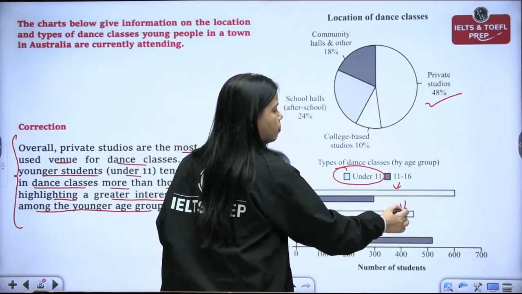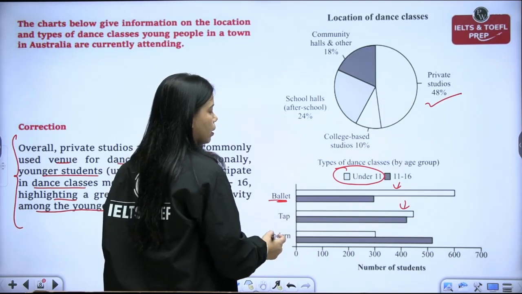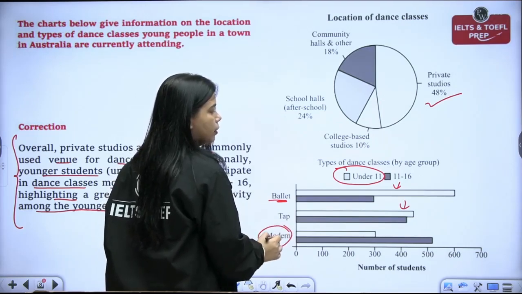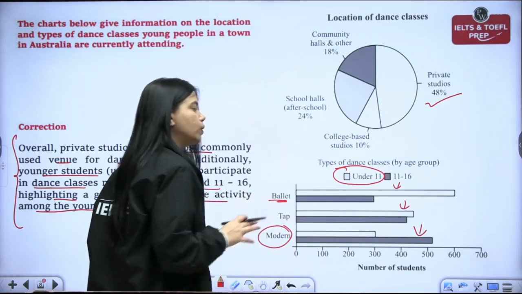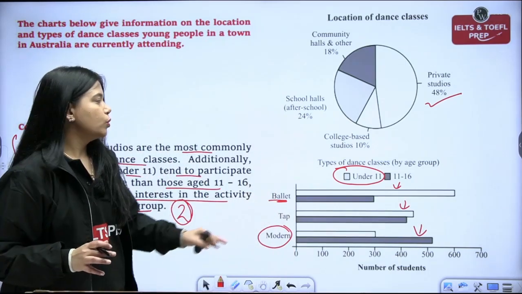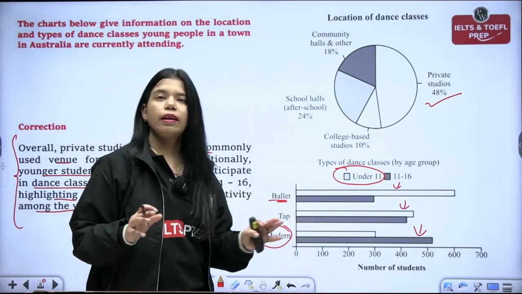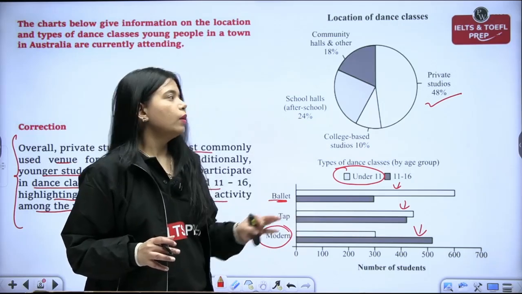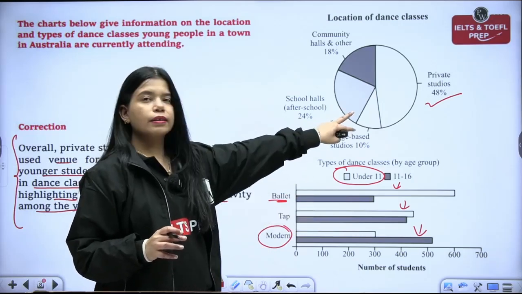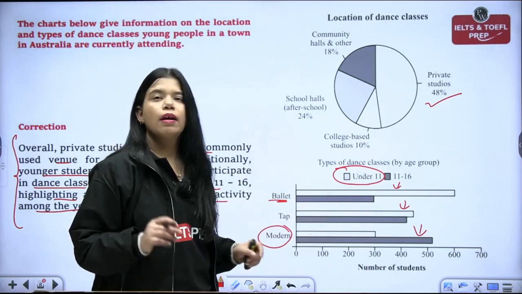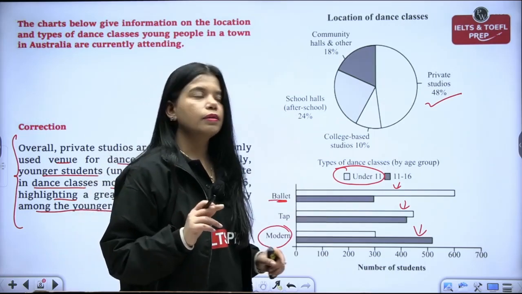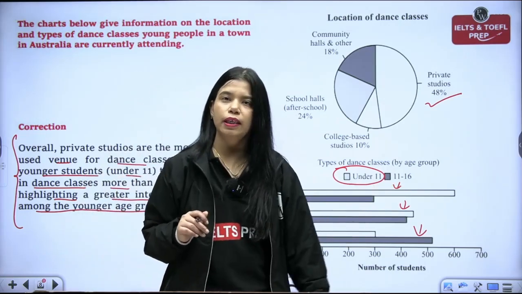Similarly, here the white bar you can see is longer again. It's only in modern dance that you see that the 11 to 16 crowd is more indulged. Otherwise, under the 11 category, they are more into dancing. So that is what I'm saying. The highest category in the pie chart is covered, and here the comparison came in that these people under 11 are more into dancing as opposed to the 11 to 16 age group.